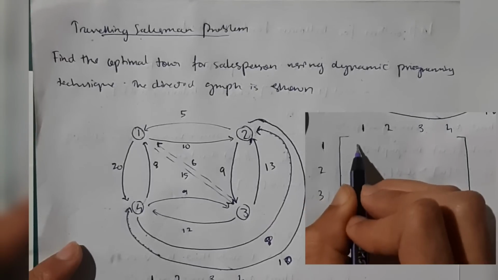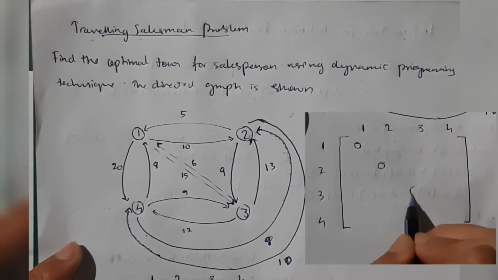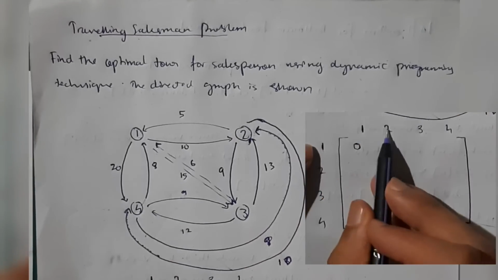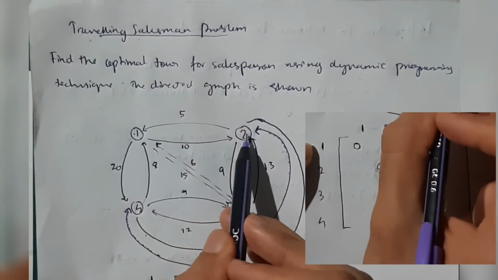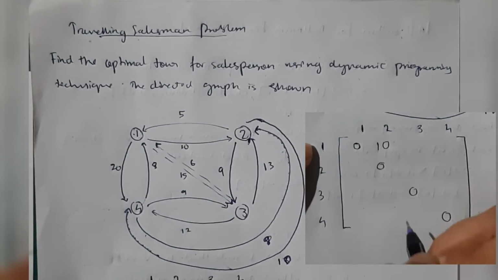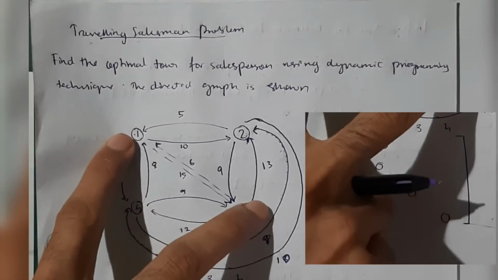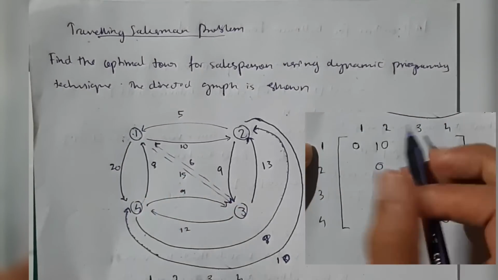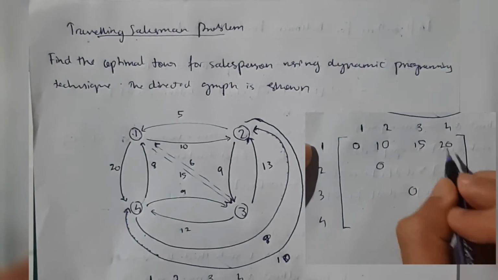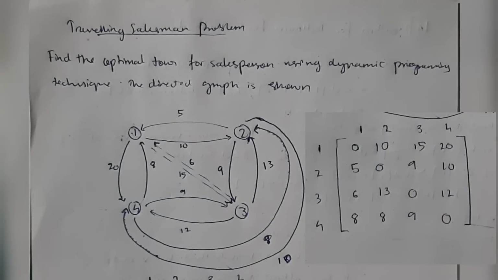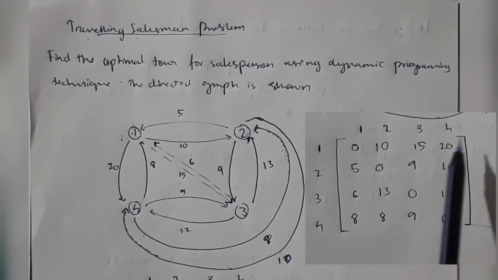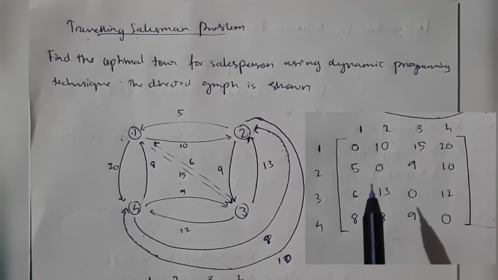After making that, the diagonal elements will be 0, and I'll be filling the rest of the values by looking at the graph. Now see, 1 to 2 means if I travel from 1 to 2, what is the weight? 10. So I'll write 10 here. And 1 to 3 is 15. 1 to 4 means 20. In that way, I'll be filling the whole table. Alright, I have filled the table by looking at these values. Now we'll not be considering this graph, we'll be just considering the matrix for the rest of the problem.